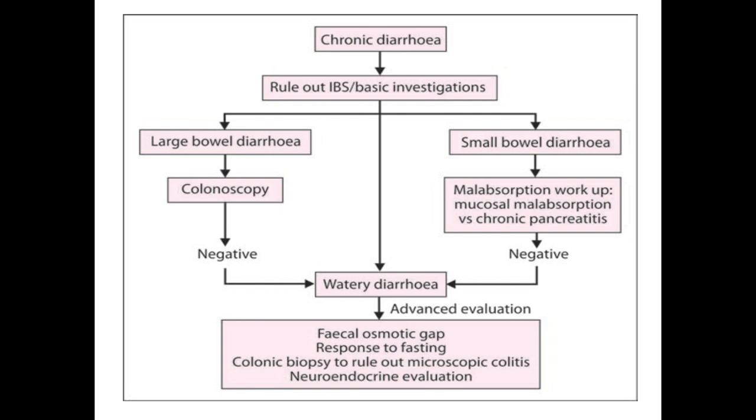So for any chronic diarrhea, like here in this slide, first we have to rule out the IBS, and then we'll divide into whether it's going for a large bowel or the small bowel. If patient is having some malabsorption kind of things, then you have to work out for that. After malabsorption workup, you have to think whether patient might be having any pancreatitis features. If it is found to be negative, we could be dealing with a watery diarrhea.